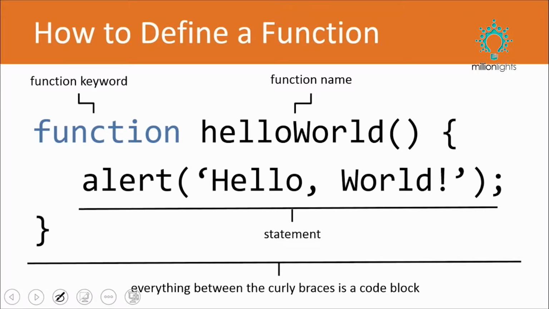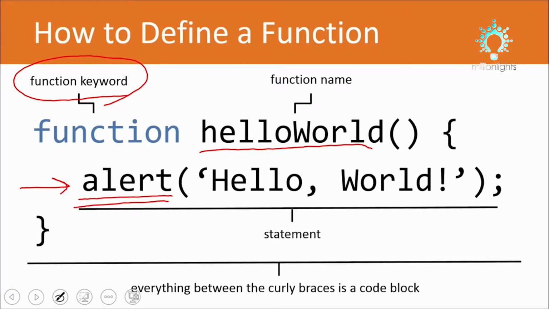You've got a couple of different parts. You've got your function keyword, right? Every function starts off with function. You've got your function name. In this case, we have hello world. And then we have a statement, right? Alert happens to be a method, right? And then we have what alert is going to present to us. So it's going to create an alert box that says hello world. Everything between the curly braces is often referred to as a code block.